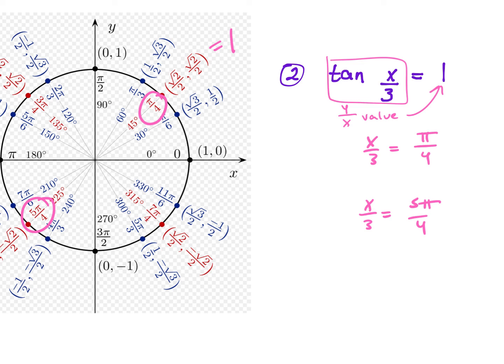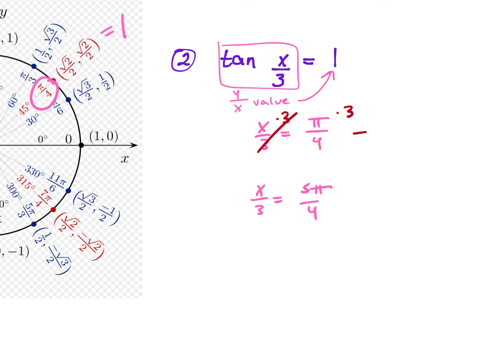What do I have to do next? Solve for x. Yes, solve for x by multiplying by 3. So the 3's cancel. So I get x is equal to 3 pi over 4. Multiply by 3. X is equal to 15 pi over 4. So these are the two answers.